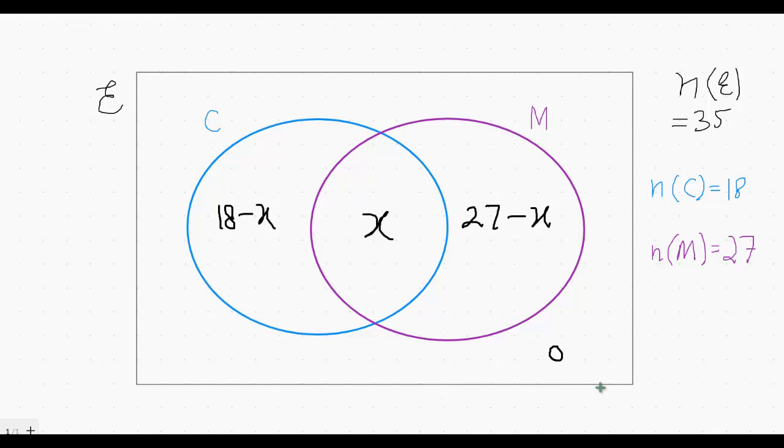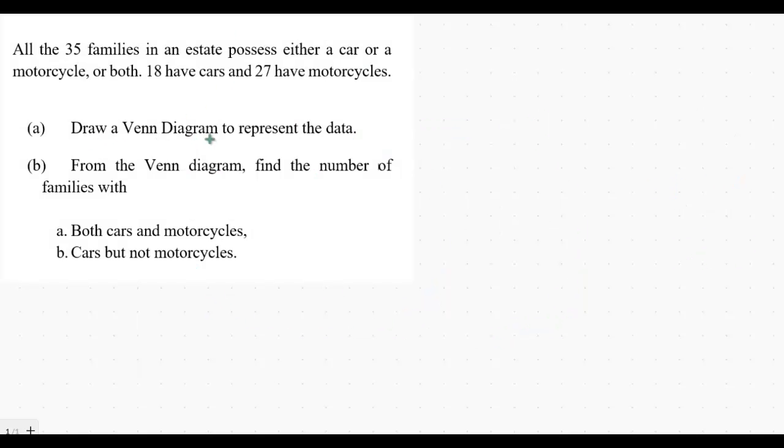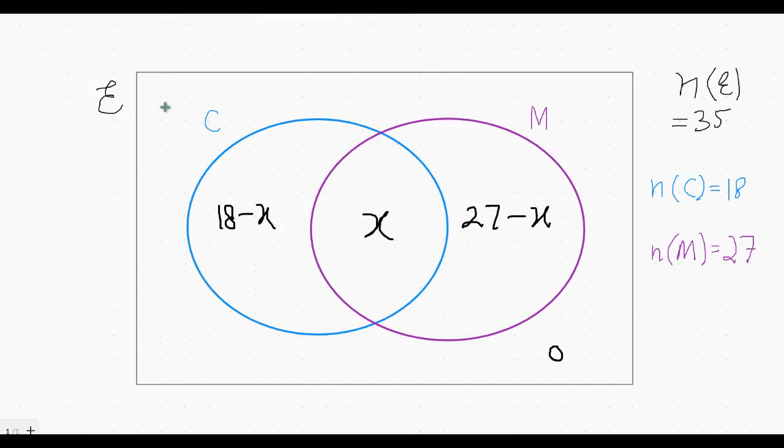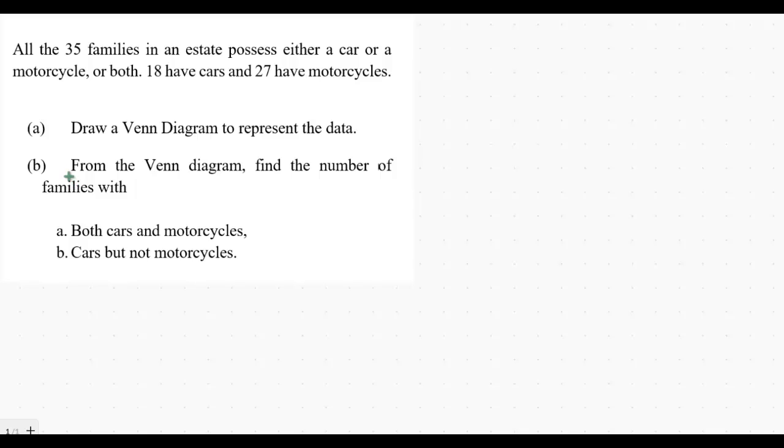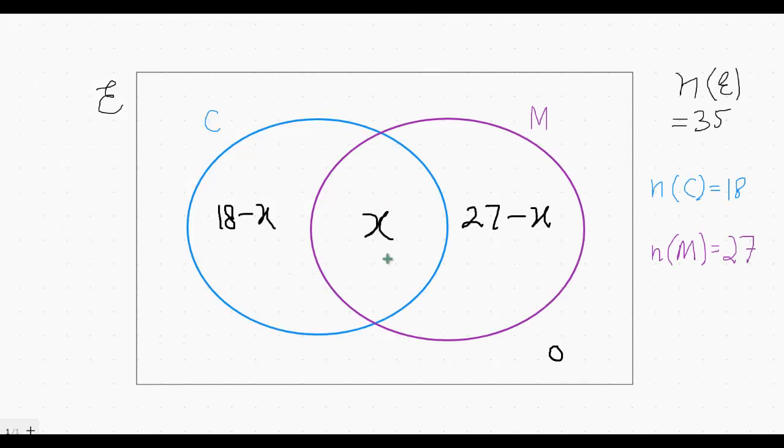So we have done part A, the first part of the question, which is to draw the Venn diagram to represent the data. Now come to the next part of the question, which has two further parts. From the Venn diagram, find the number of families with both cars and motorcycles. This region is represented by X, so we have to find this X.